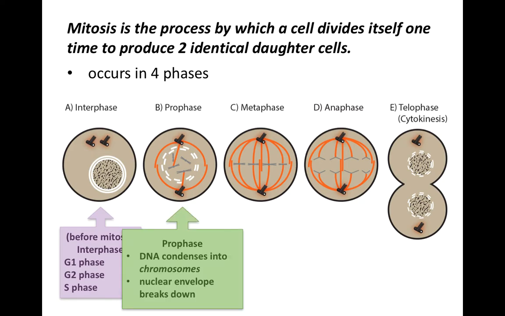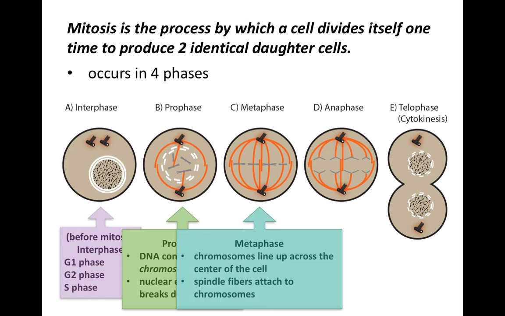In prophase, this is when we go from chromatin to chromosomes. That's when it goes from the loose stringy DNA into the nice coiled X's. And the nuclear envelope also breaks down. A lot of people forgot that. The nuclear envelope has to break down so the chromosomes can go to opposite ends.